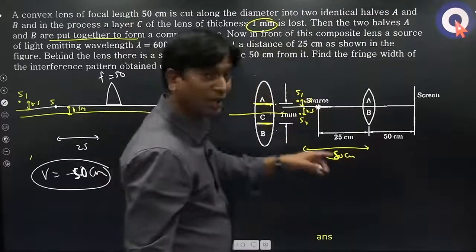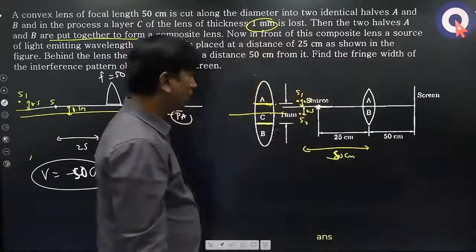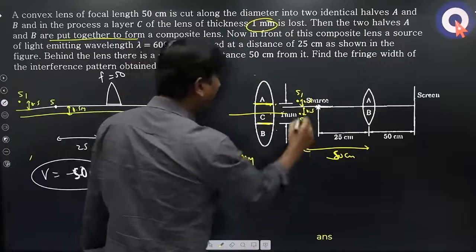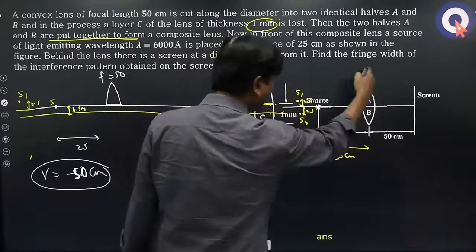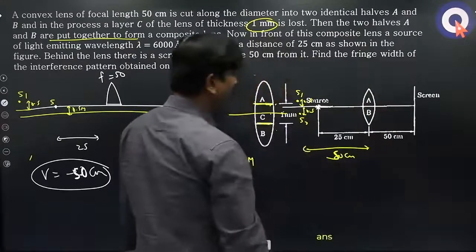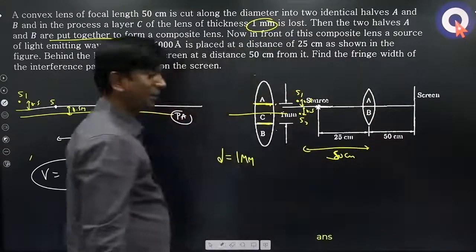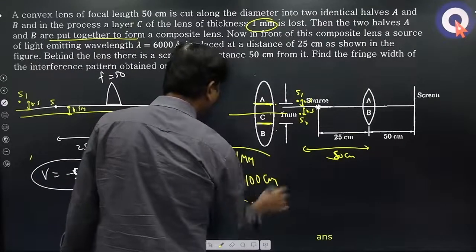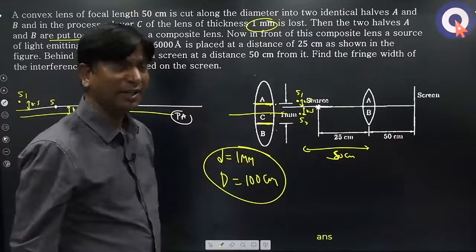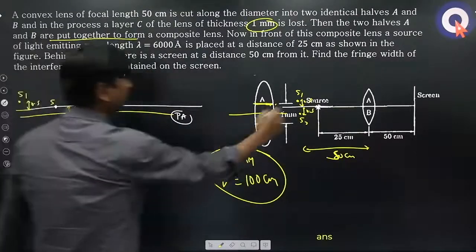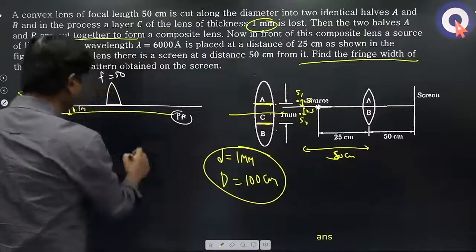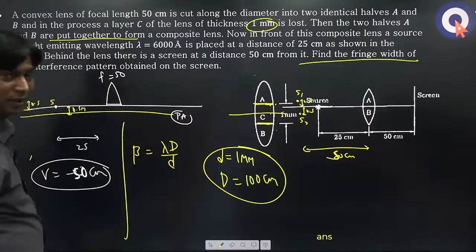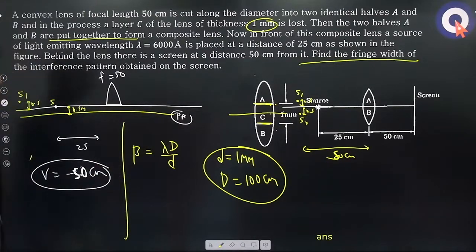That means now S1 and S2 are acting like two sources whose distance between them is 1 mm. So d is 1 mm, and the distance between the plane of the slits and the screen is 50 and 50, that is 100 centimeters, meaning capital D is equal to 100 centimeters. So YDSE with small d 1 mm and capital D 100 centimeters. Can't you find the fringe width? Yes, why not? Fringe width beta is equal to lambda D by d. So substitute that, you will get the fringe width.